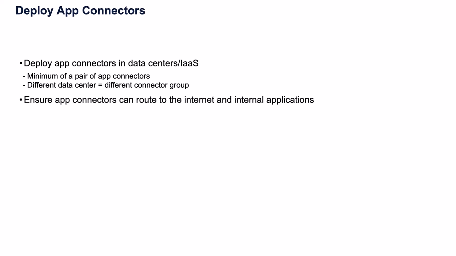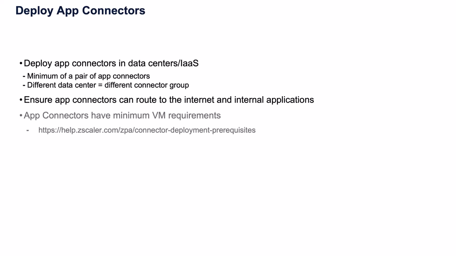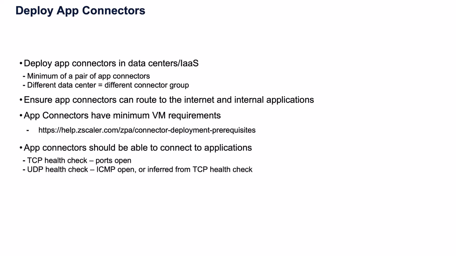Ensure that the app connectors can route to the internet and those internal applications. There's a connectivity requirement for those applications, both from a routing as well as a layer 4 connectivity. There are minimum hardware or VM requirements in terms of CPU and memory, which are continually kept updated on the Zscaler help pages. App connectors should be able to connect to those applications that they're going to provide access to.